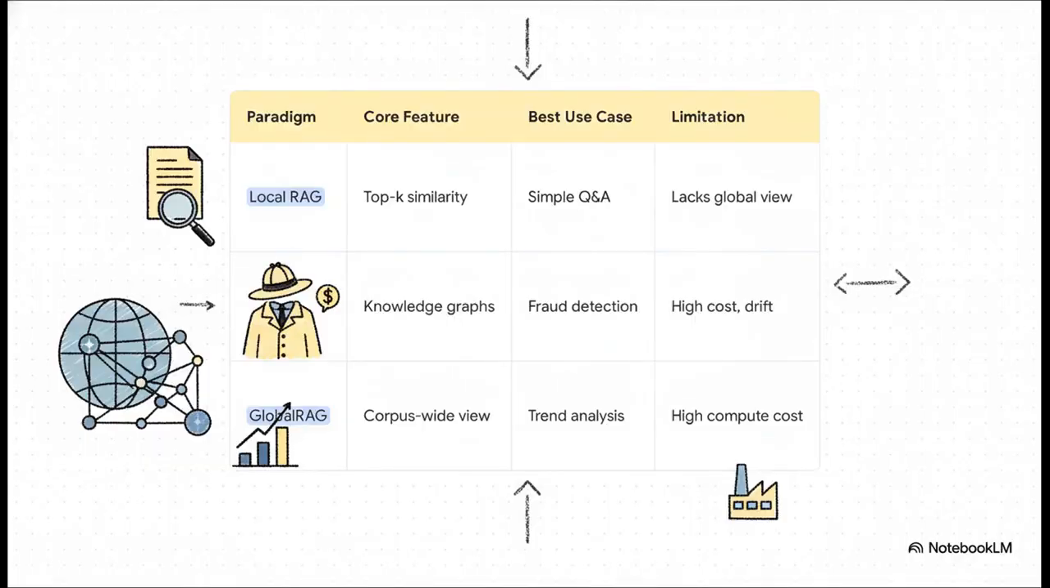And what's so cool about this slide is it shows exactly how the solution evolved. We started with what's called local RAG, which is basically like asking a librarian to find one specific fact in one book. Then we got graph RAG, which is more like a detective, connecting clues across a ton of different documents to find hidden patterns, perfect for stuff like spotting financial fraud. And now we have global RAG. This one's like a market analyst who can read the entire library at once to spot huge trends and answer big picture questions like, what were our most successful products last year?